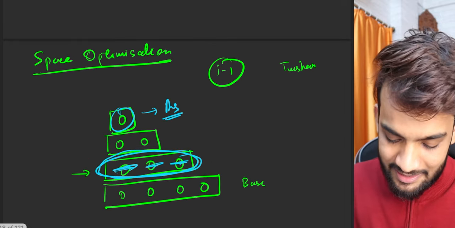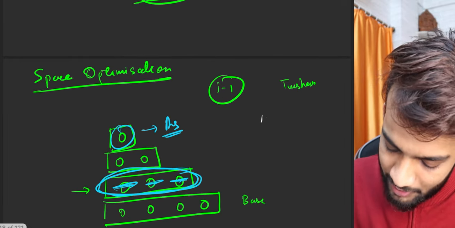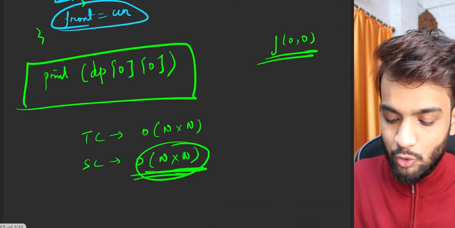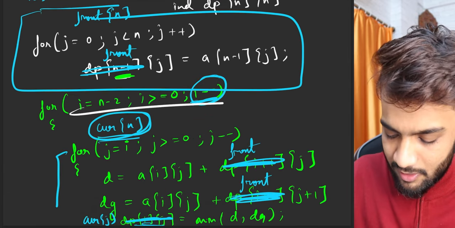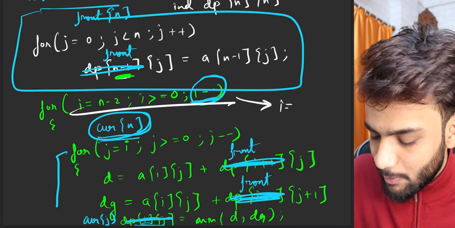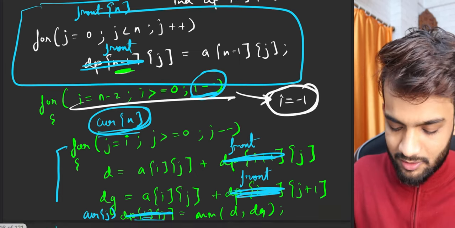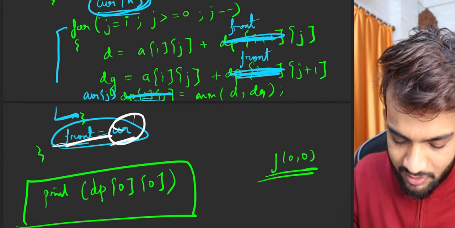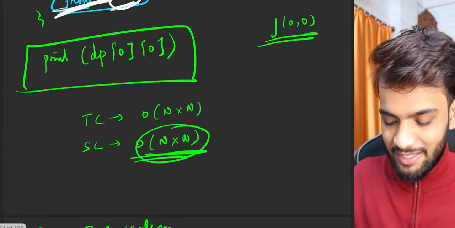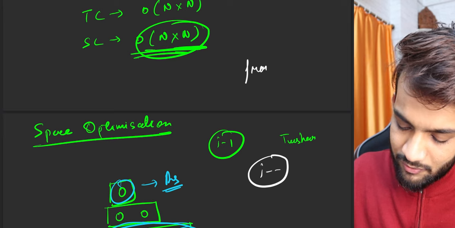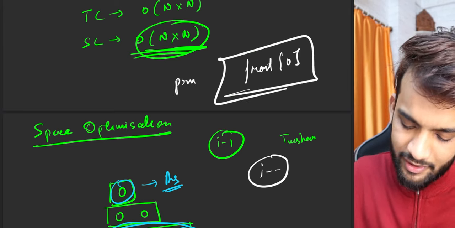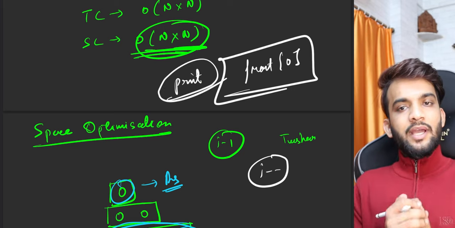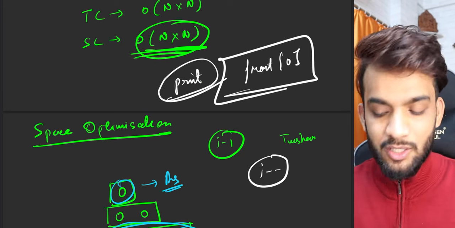And can I say, at the end of the day, whenever you're doing i minus minus in the first loop, what is the ending point of i? When this loop ends, i will be minus one, and the current will be stored in front. So the answer will be stored in front of zero. Right? Very obvious. That's how you can space optimize this.